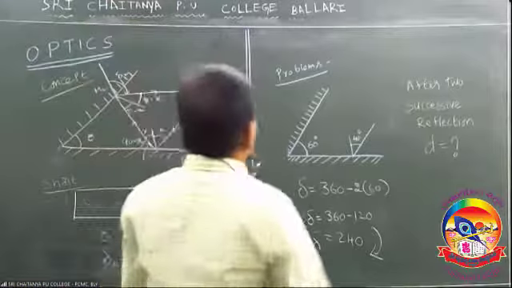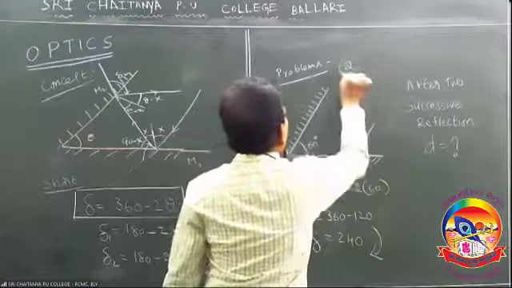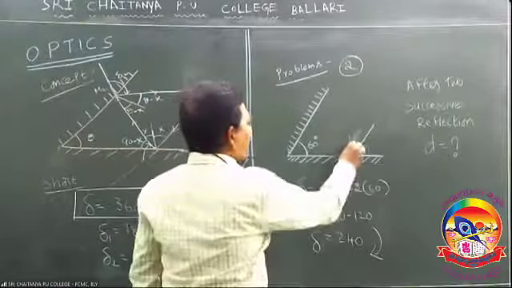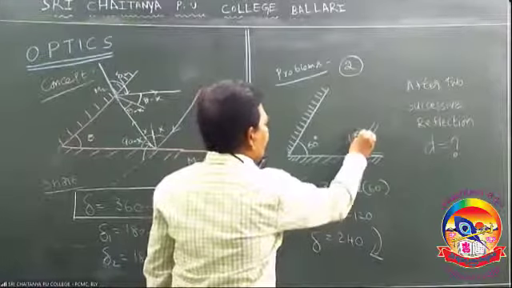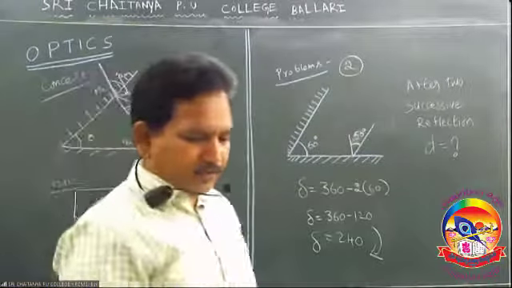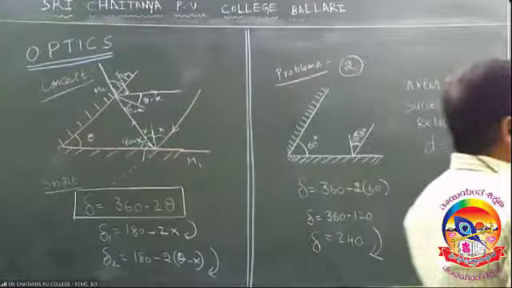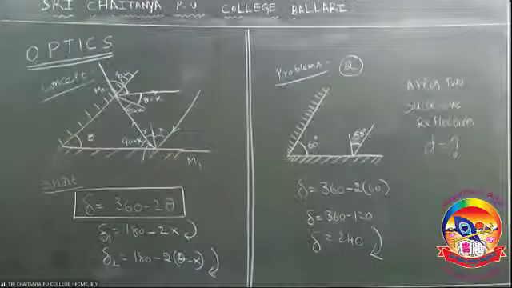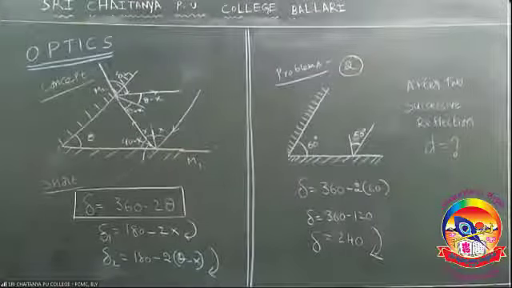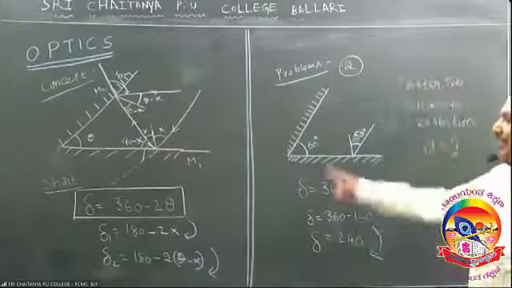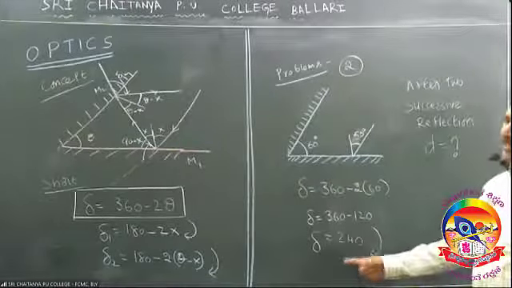Now, problem number 2. I will change the angle here. Angle of incidence now 50 degrees. Calculate the angle of total deviation after two reflections. Just now I told you the total deviation does not depend upon the i value. Here theta is not changed. Answer is how much once again? 240.